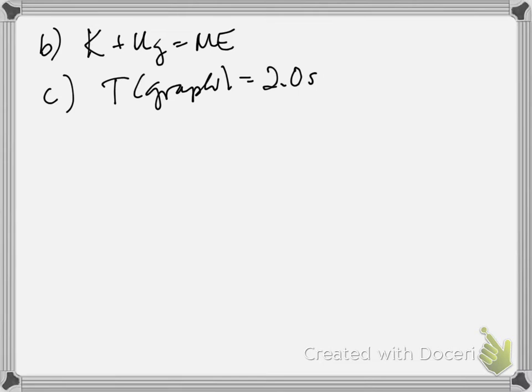2 points there, and there were a lot of different ways you could say this. You can give the 1 point for saying the maximum and minimum of the graph means velocity equals 0, so the period is incorrect.